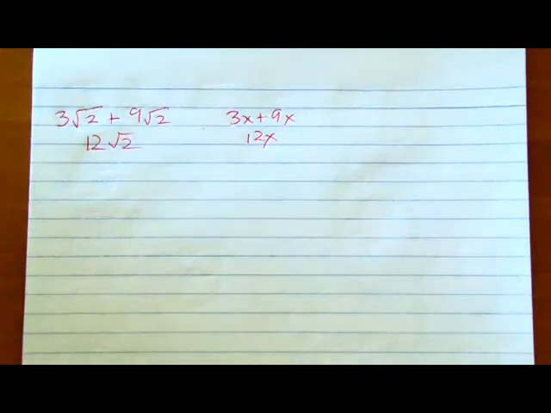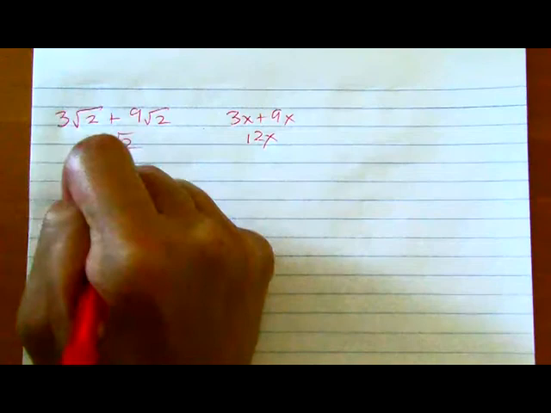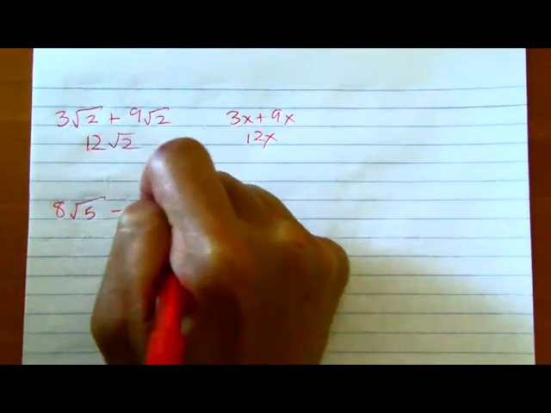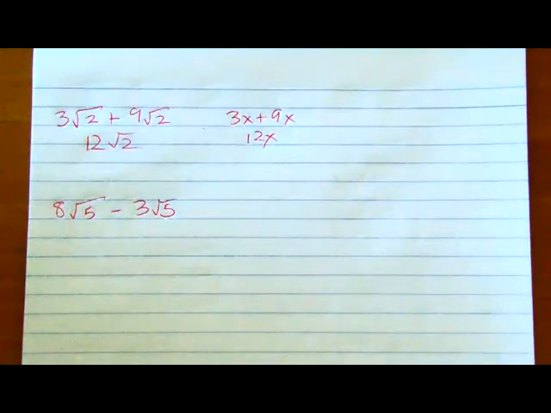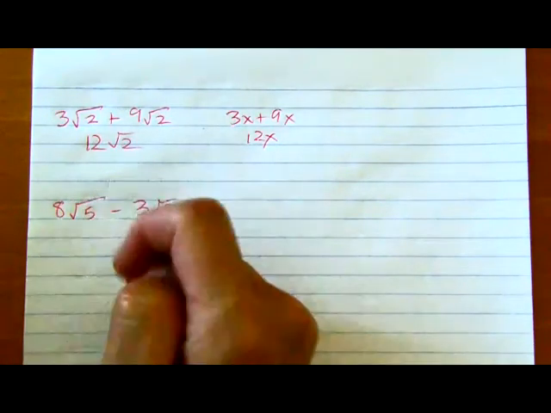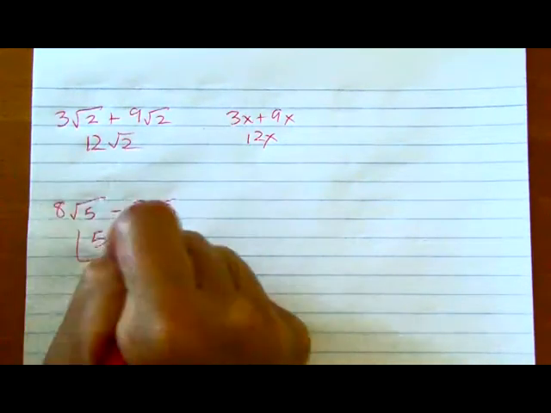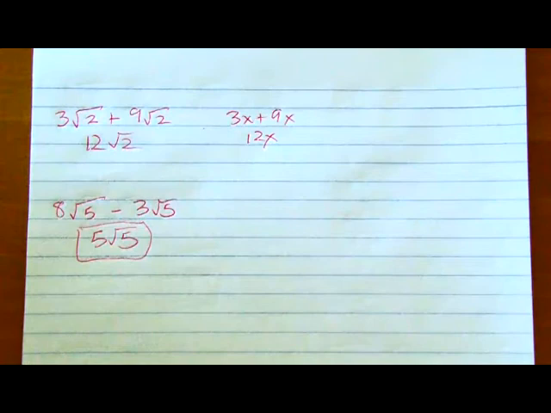Here, let's try another one. 8 radical 5 minus 3 radical 5. Radicals match, so they're like terms. We can just subtract. Okay, that was easy. Let's make it a little more challenging.